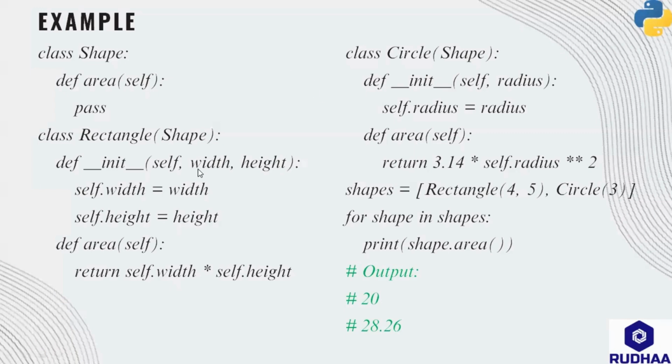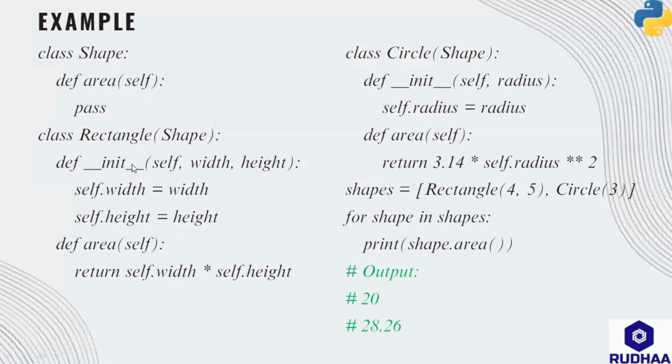So we will define these width and height. So the definitions are given here. When calculating the area, def area(self): return self.width * self.height. So it will return the area of the rectangle. Similarly, another child class, Circle(Shape). Now this parent class is used in both the child classes.